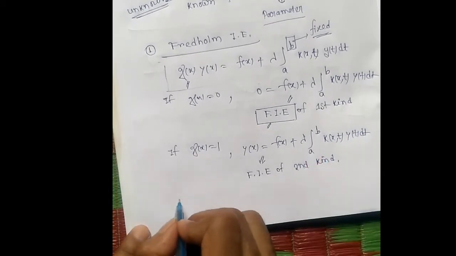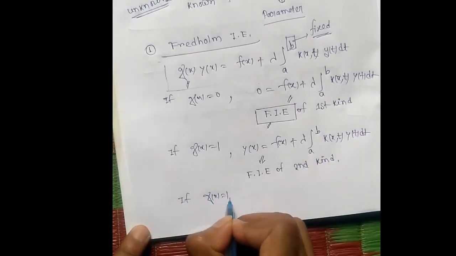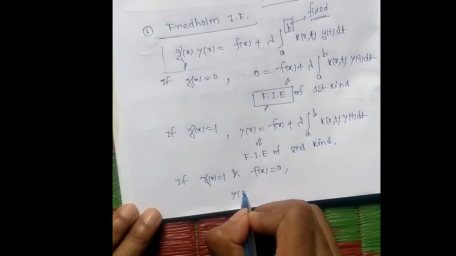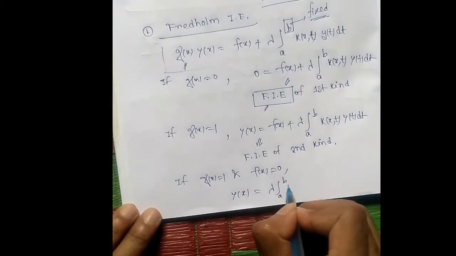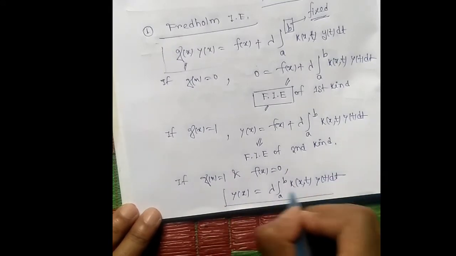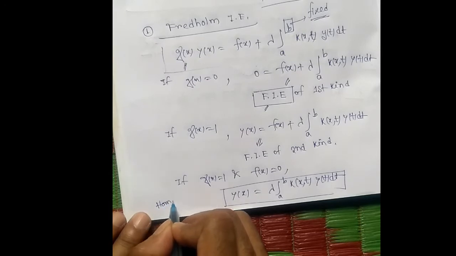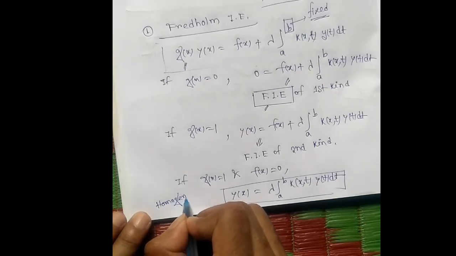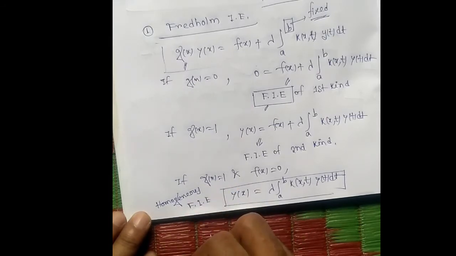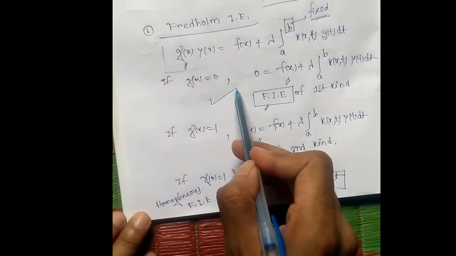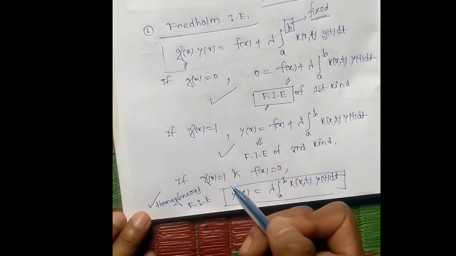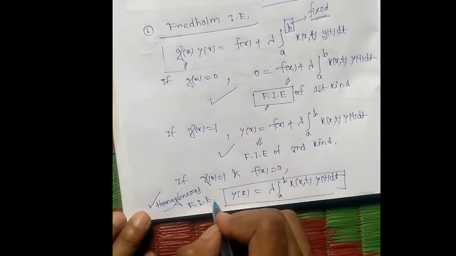Now if g(x) equal to 1 and f(x) equal to 0, then you get y(x) equal to lambda integration over a to b K(x,t) y(t) dt. This is called a homogeneous Fredholm integral equation. So a Fredholm integral equation of first kind, a Fredholm integral equation of second kind, and these are Fredholm integral equations of second kind with homogeneous. This is second kind.